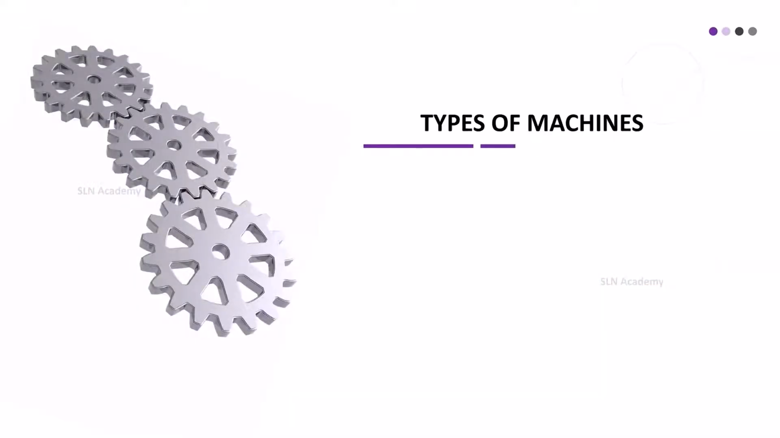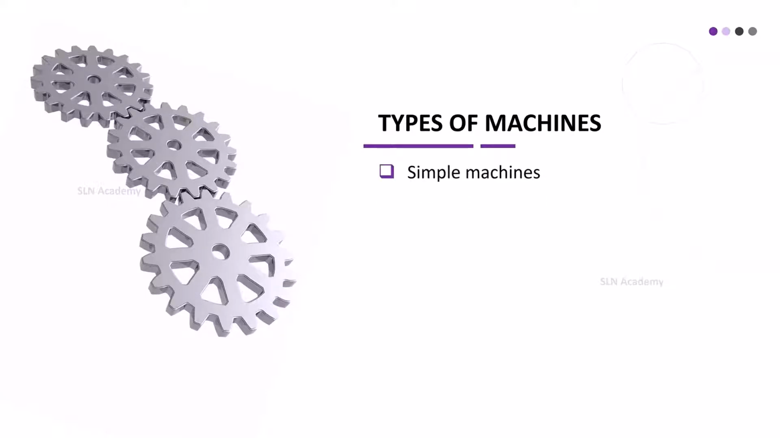Types of machines. Machines are mainly of two types. They are simple machines and complex machines. Machines can be as simple as a pair of tongs or scissors, or as complicated as a computer or a tractor.